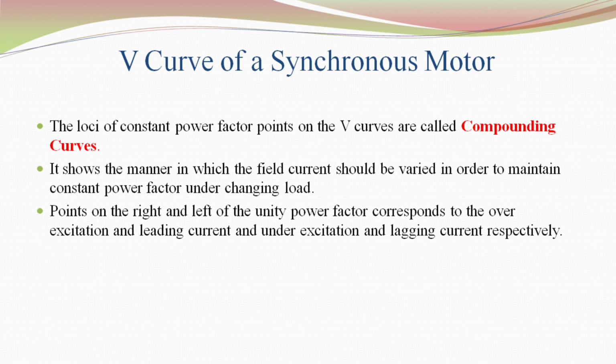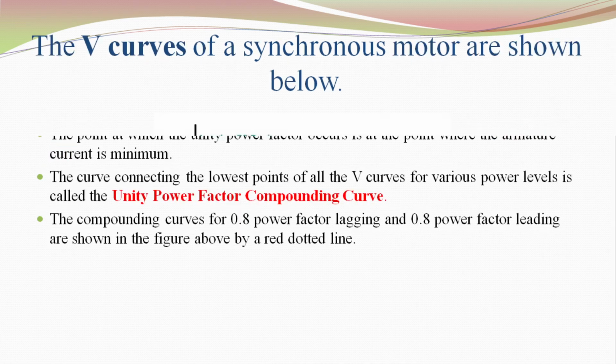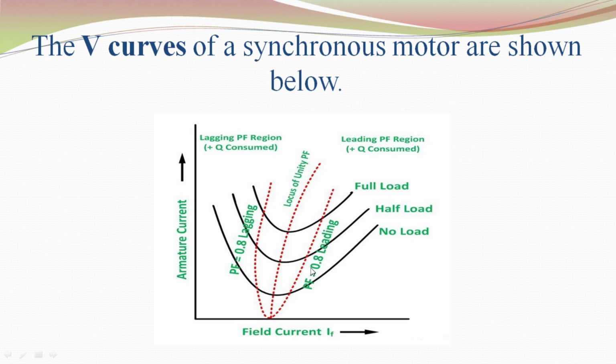So it shows the manner in which the field current should be varied in order to maintain the constant power factor under changing load. Points on the right and left of the unity power factor correspond to over excitation and leading current, and under excitation and lagging current respectively. So this is the right side for leading power factor and the left side for lagging power factor, and the middle one is for unity power factor.